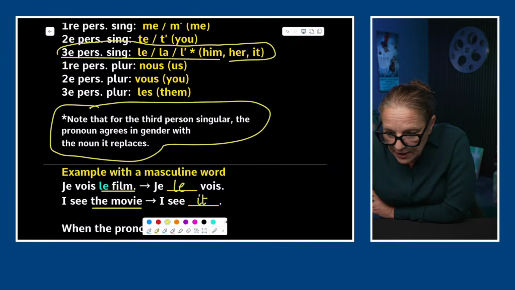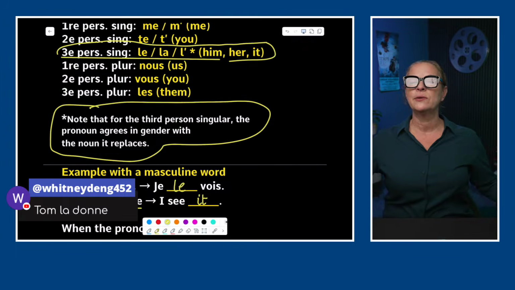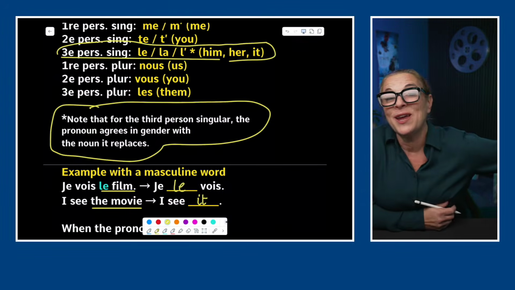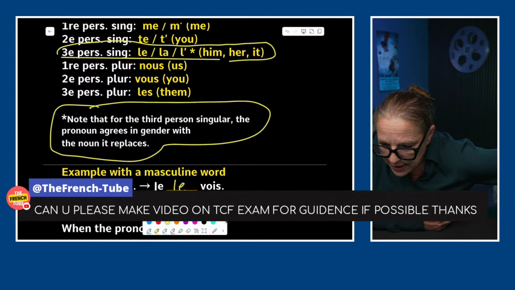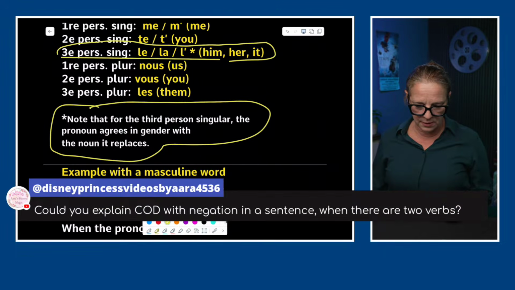Can you please make a video on the TCF exam for guidance if possible? Thanks. Yeah, what's with the capital letters? But I will. Could you explain COD with negation in a sentence? Oh, all right. We didn't do that.